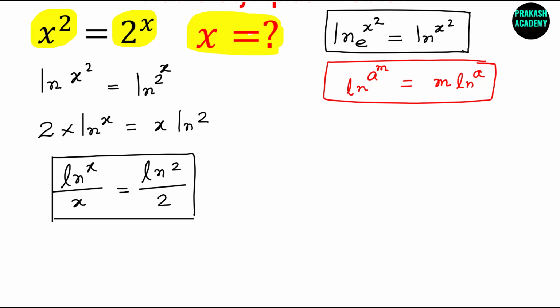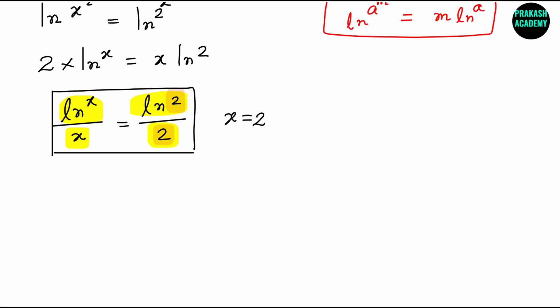Now if you closely look at this equation, you have ln x by x kind of thing on both sides. So x is equal to 2 clearly satisfies this equation. So x is equal to 2 is one solution. Now is this the only solution or do we have some more solutions? That is the question. So let us investigate further.